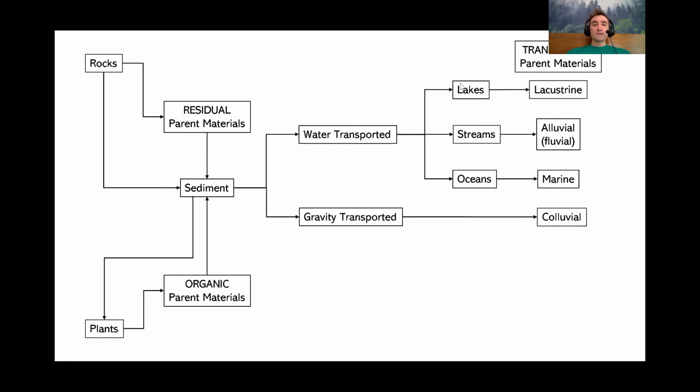Now, gravity also can transport our sediment, and when it is deposited by gravity in the form of a landslide or just general rolling downhill, we call that colluvial.